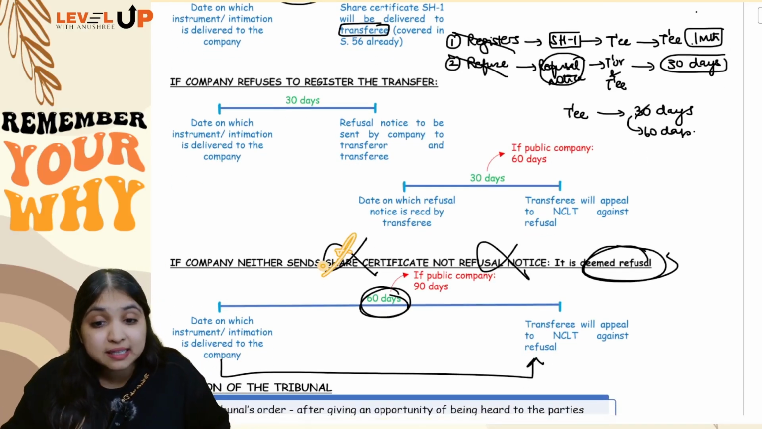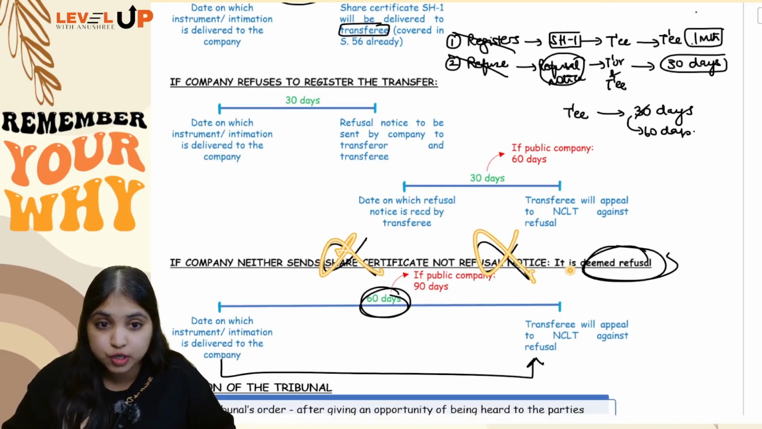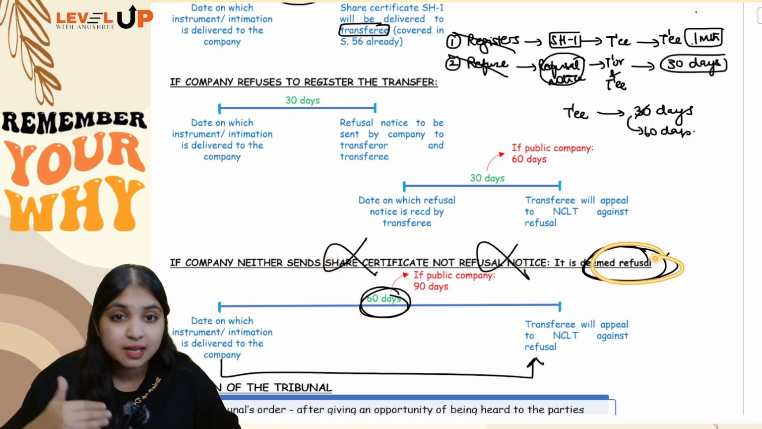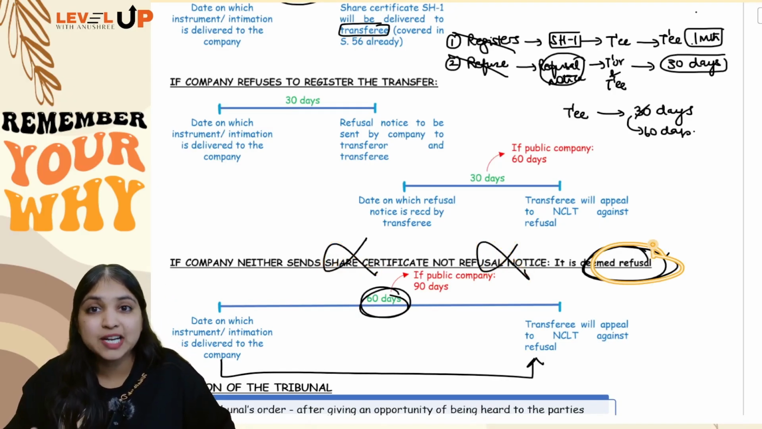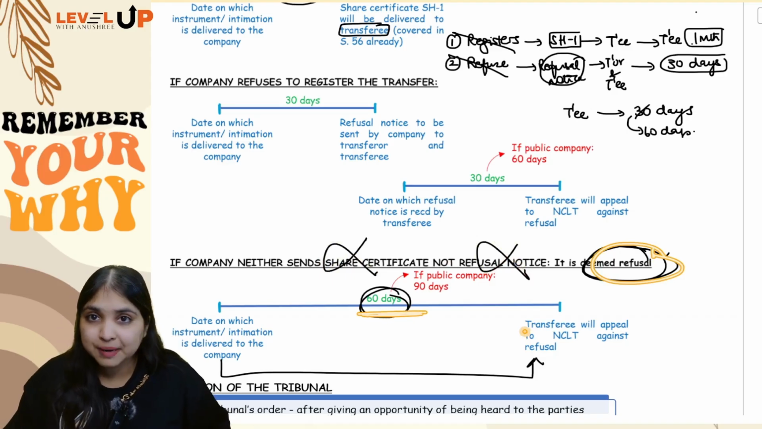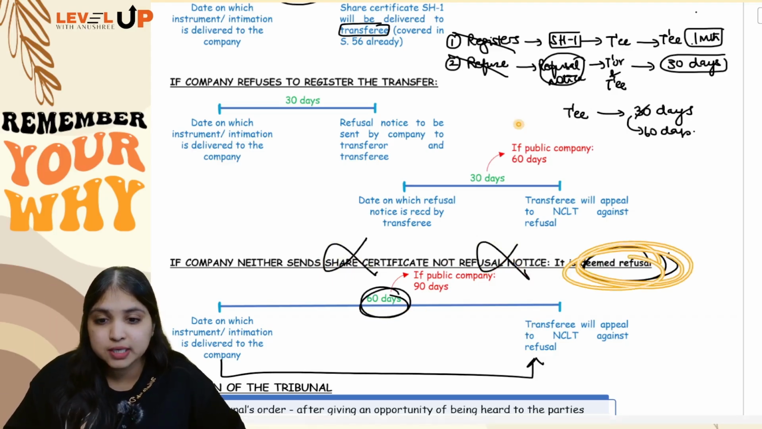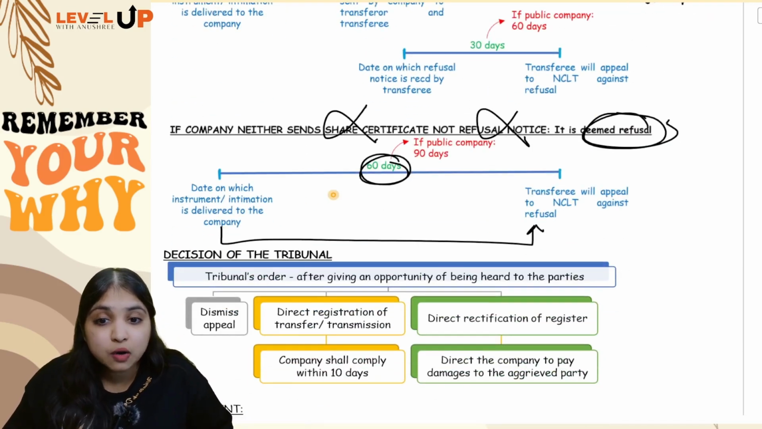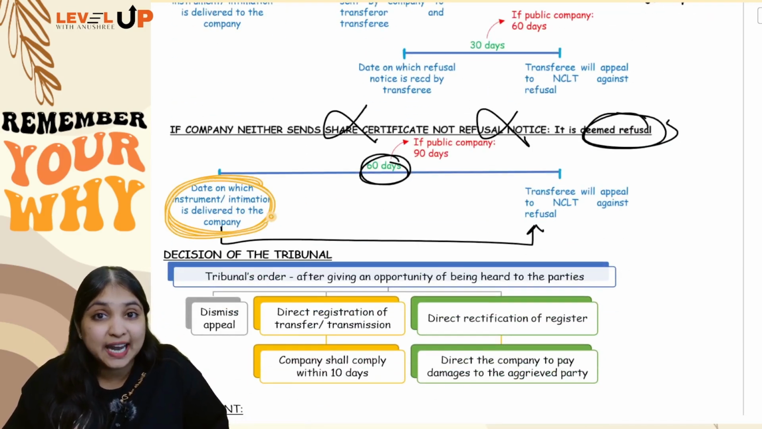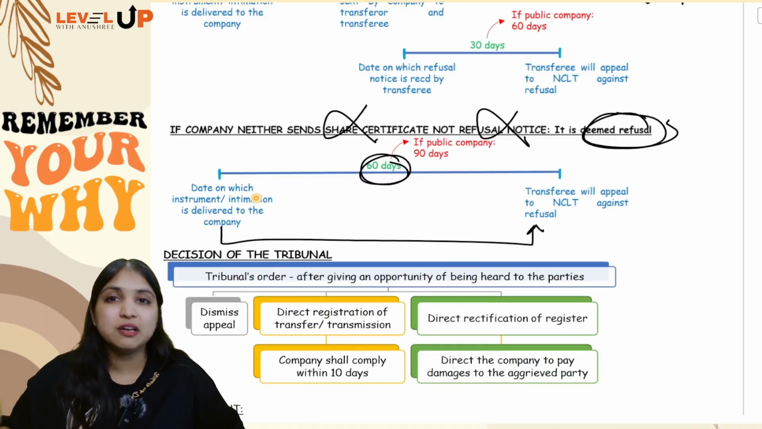But if company is neither sending share certificate nor sending refusal notice, we will assume refusal, and in that case appeal has to be filed within 60 days in private companies, within 90 days in public companies. In deemed refusal cases, the time limit will start when? The time limit will start on the date on which all the documents were delivered to the company.